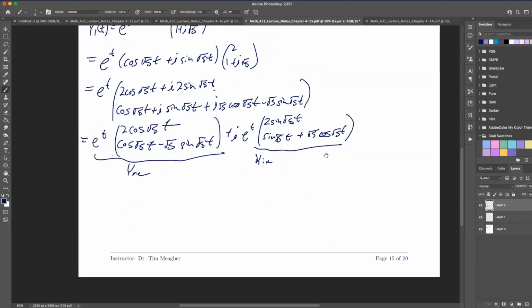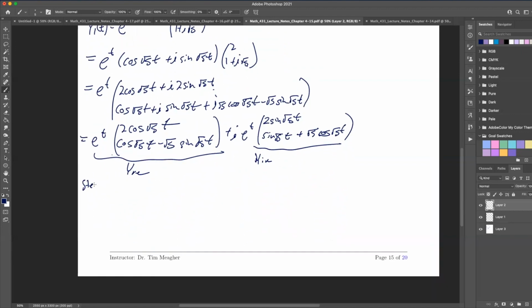All right, so step 4 in this case would be to put it together. So we have y of t. Let's make this very clear. It's y of t equals c1 b real plus some c2 b imaginary. So in our case, that would be c1 e to the t.